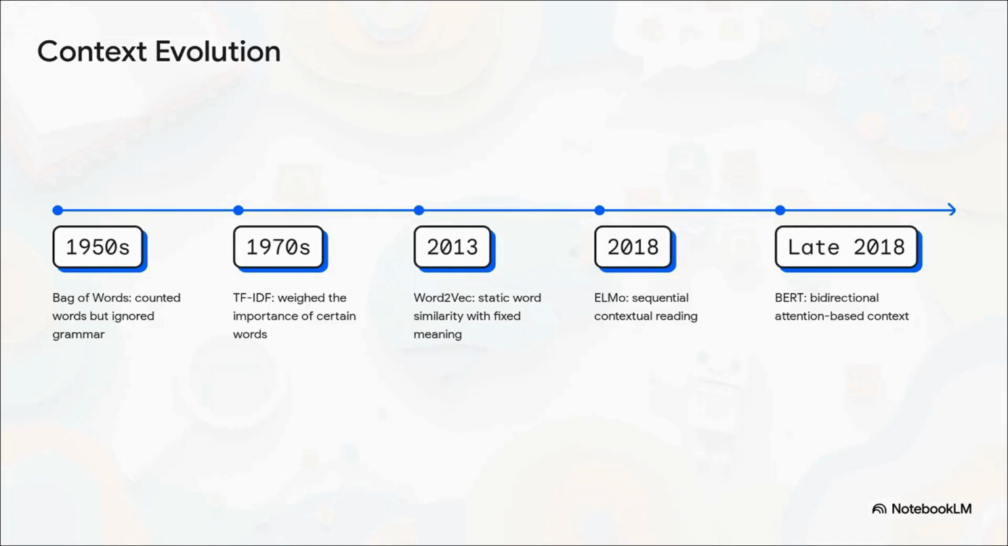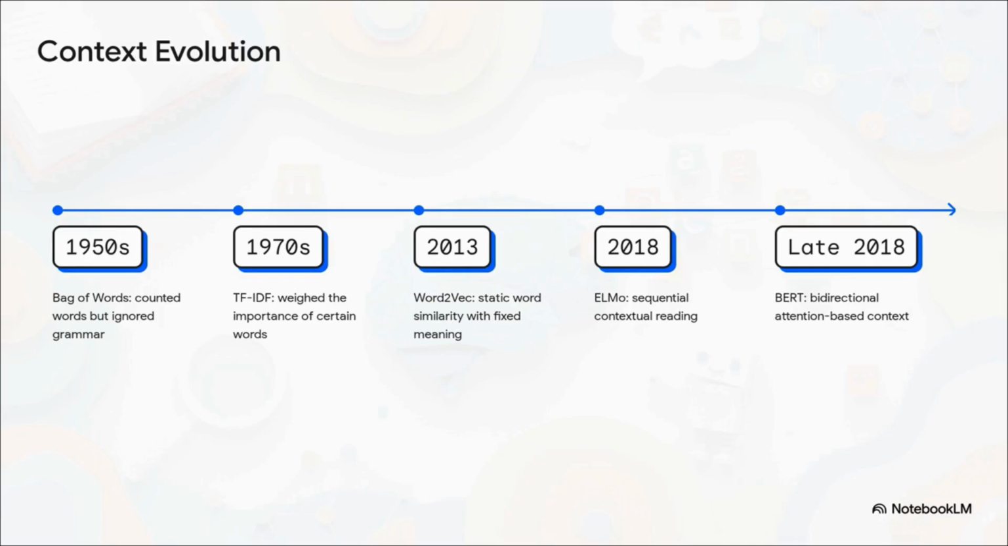Looking back, we can actually see how this builds historically. In the 1950s, we had bag of words, which literally just counted words as if they were items dumped in a bag, ignoring grammar entirely. By the 70s, TF-IDF helped weigh the importance of certain words. Then in 2013, Word2Vec gave a static similarity, so it knew king and queen were related, but it still gave each word one fixed meaning.